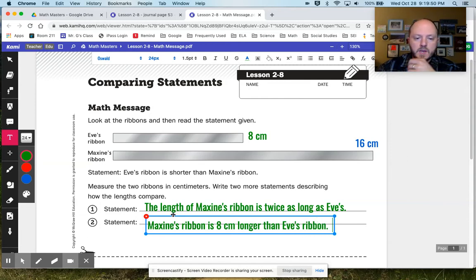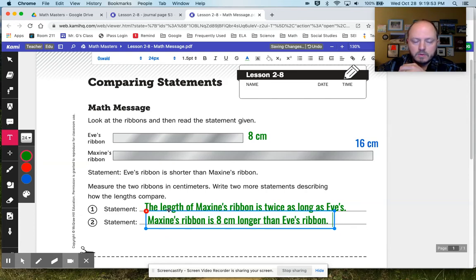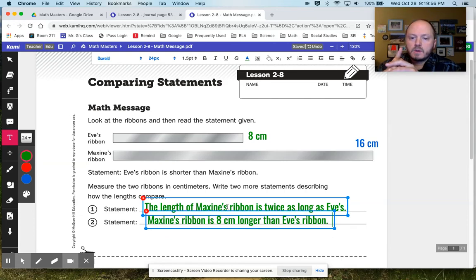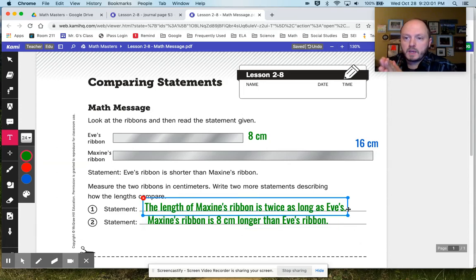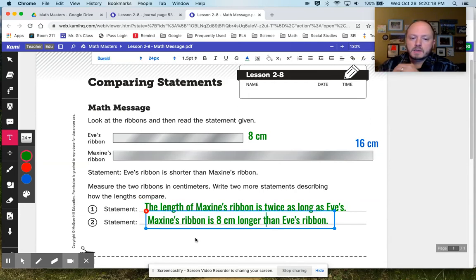Now, these two statements are very different. One of them uses multiplication to describe the relationship: twice as long, 3 times as long, 15 times as big. All of those use multiplication to help describe the comparison. Here, Maxine's ribbon is 8 centimeters longer. We are using addition in this comparison. So there are 2 different comparisons here.